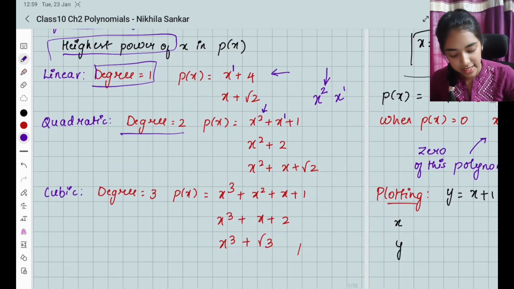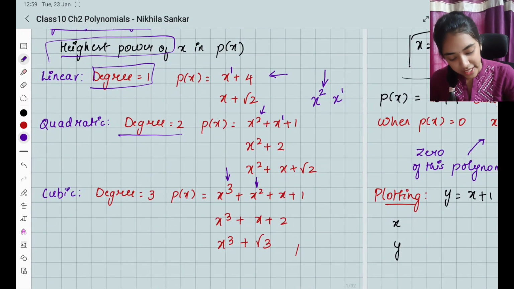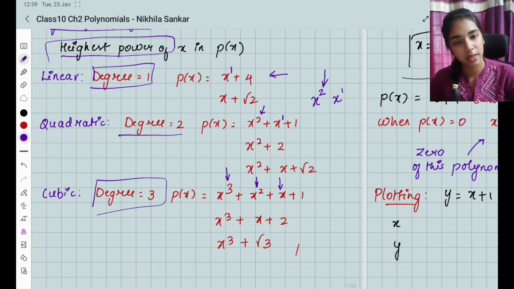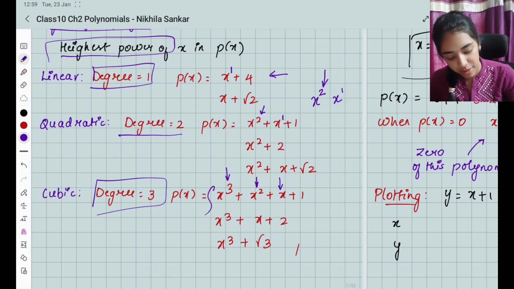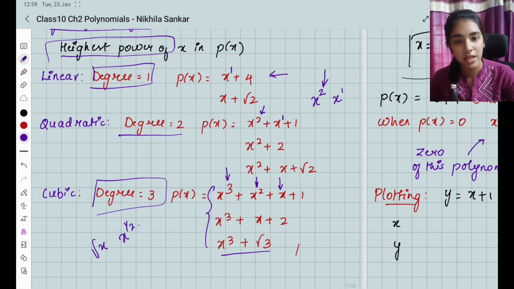புரிஞ்சுதா? இப்போ third example. If you have x cube, x square, x இந்த மாதிரி இருக்குனா, what is the highest power here? It is going to be the number 3. Okay, so இந்த மாதிரி you can see multiple examples also. x cube plus x plus 2, x cube plus root 3. root x தான் இருக்க கூடாது. Okay, root x na it is going to be x to the power half. So this is not going to be a polynomial, but you can have root 3. Okay, constant values la root kulla irukkalam.